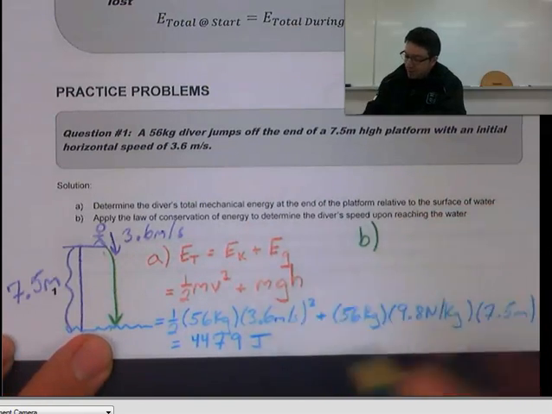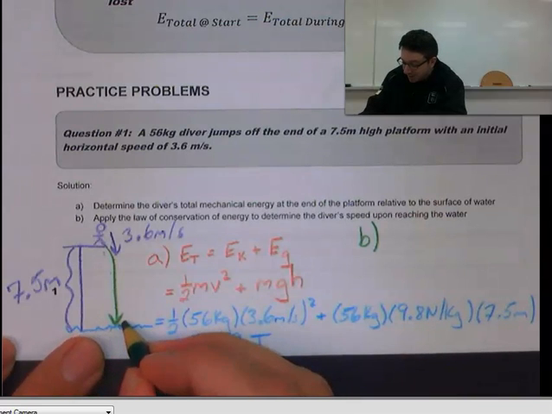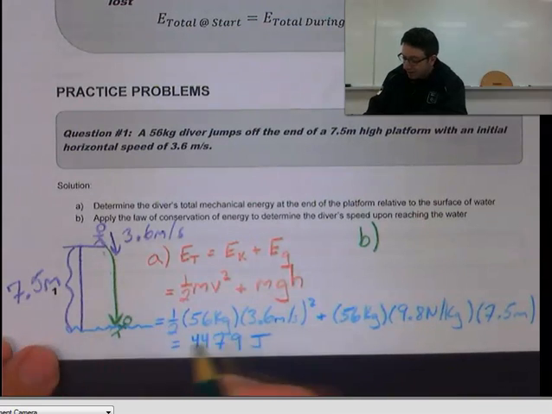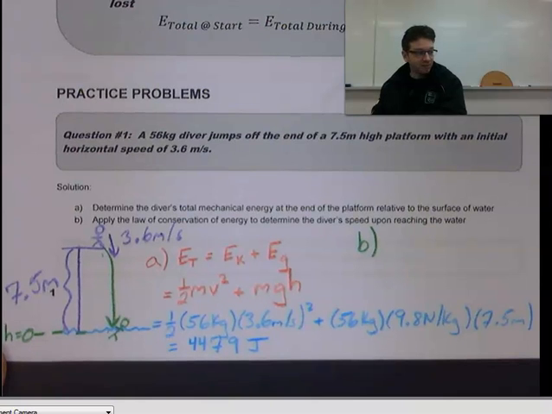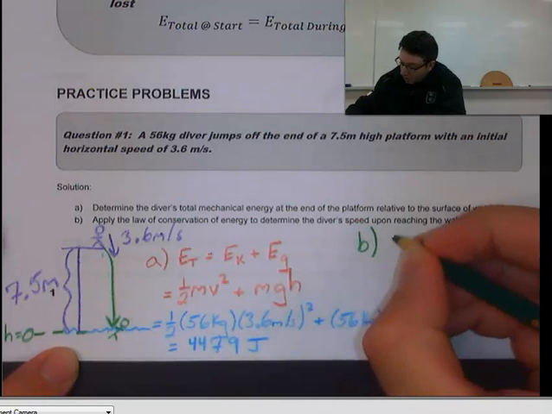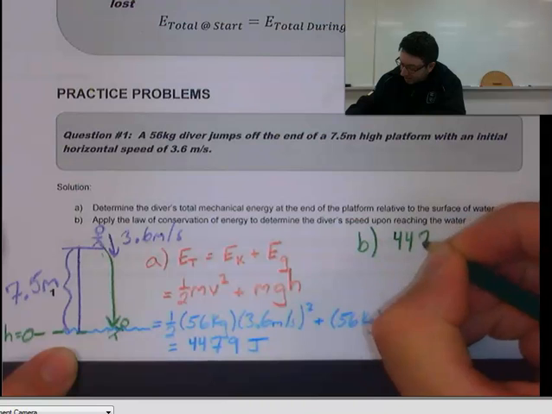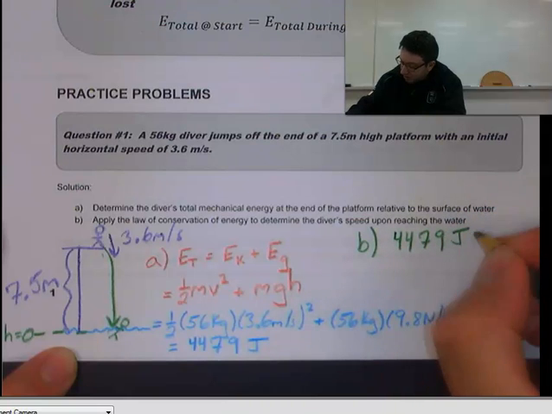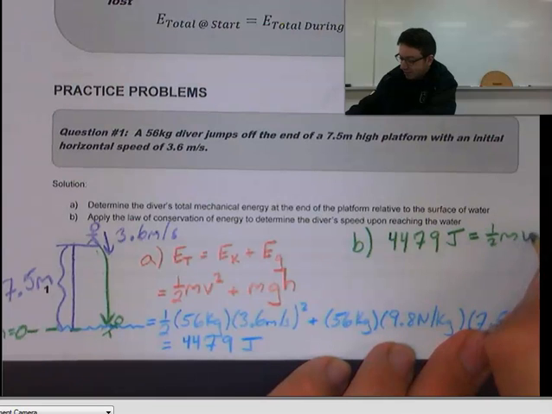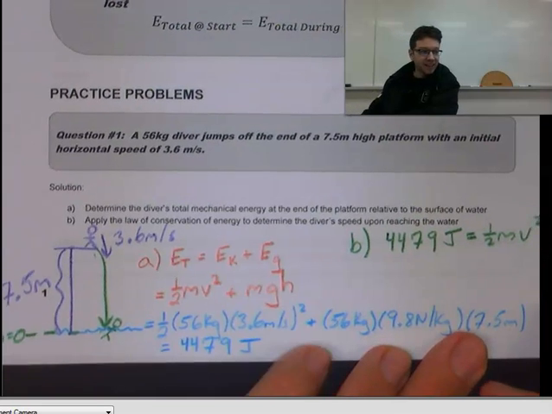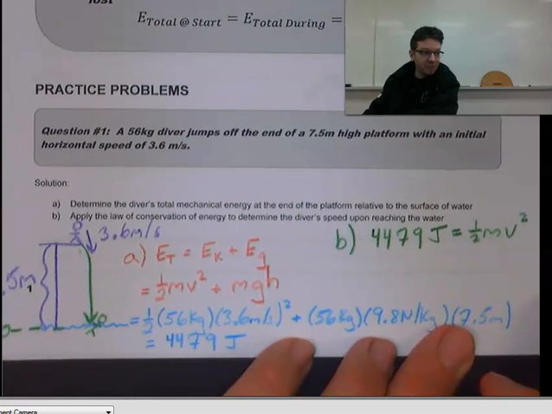The reason we can say that is because when our person is here, they are at our reference level, where the height is 0. So there's no gravitational potential here. All the energy is kinetic. So that total amount of energy, 4,479 joules, must equal our kinetic energy, which is 1/2 mv squared, and there is no gravitational at that point.